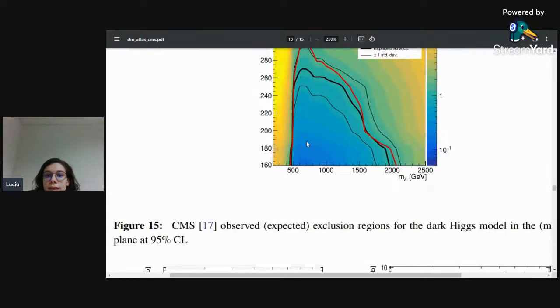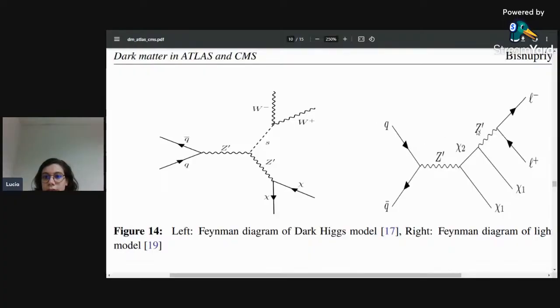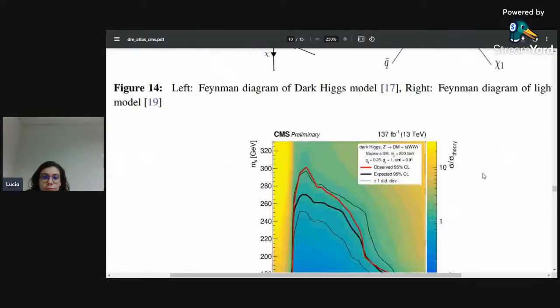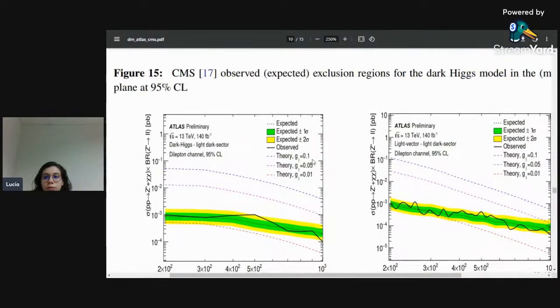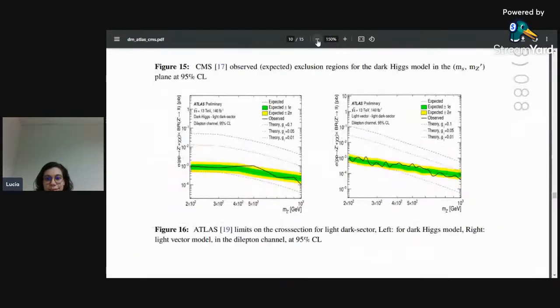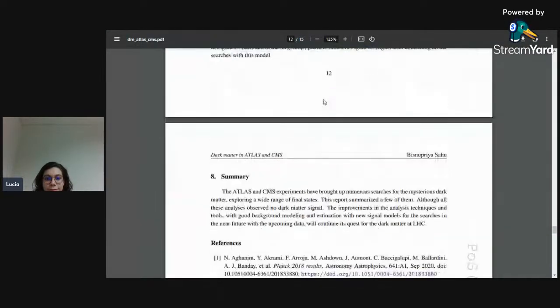Oh, GL. In this case here. This coupling. Okay, so the previous graph was from this model, the dark Higgs model. And the other graph is from this model, the light vector model. Yes. So this is the coupling that we are constraining now. I see. This is from CMS, and this from ATLAS.